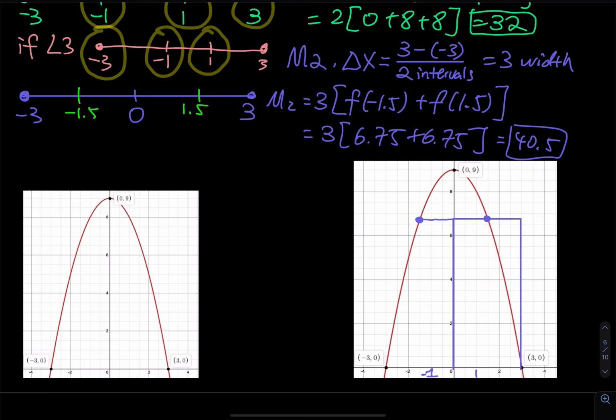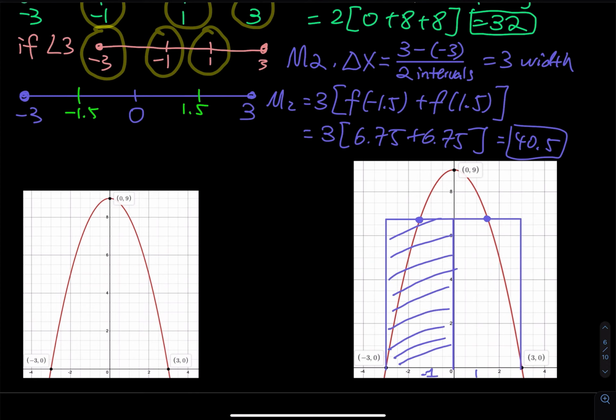And then this one, same thing. And then we line up with the 3. There you go. So this is one interval. The base is 3 times the height 6.75, and then this is another interval. And then what is the area of these two rectangles? The area is 40.5. And then how about the other one?